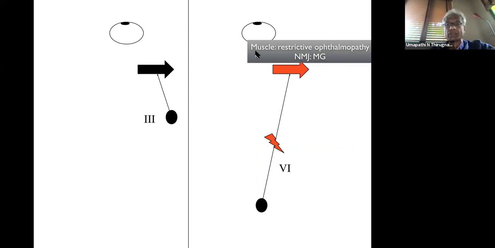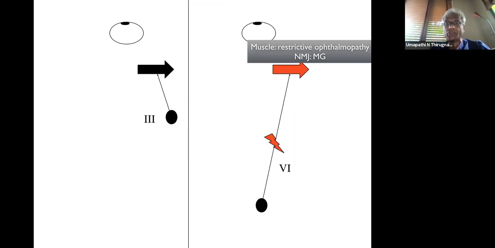Then you realize that the pathology can be in the muscle that is preventing this eye from abducting. It could be in the neuromuscular junction, therefore this eye is not able to abduct, or it could be in the nerve. And if it's the nerve, it is the sixth cranial nerve, correct? So that's how you would approach this patient's problem.